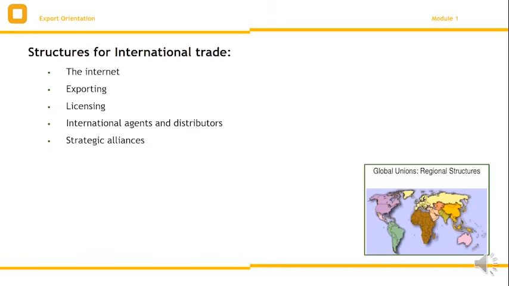You could also go into what we call joint ventures. Joint ventures is where you are going to set up a new company. So your company is going to partner with another organization or another company in that specific country that you're going to be exporting to, and you are going to divide the ownership of the new company between the two of you. So you could also enter into joint ventures in order to enter the international trade space.